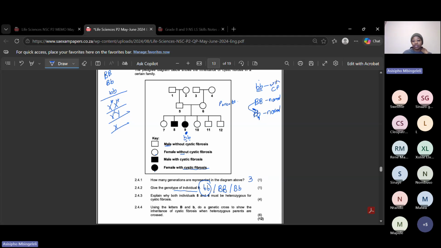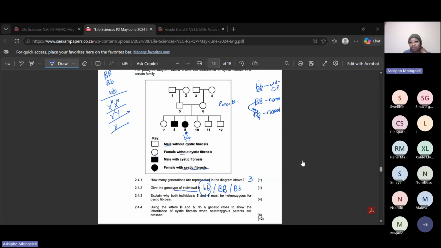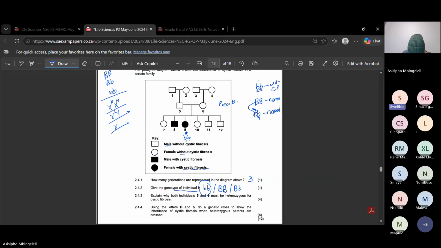They actually have the same genotype. That's what I'll tell you. Anyone, please unmute and tell me. Genotype of 5 and 6. Uppercase B and lowercase b. 100% correct.